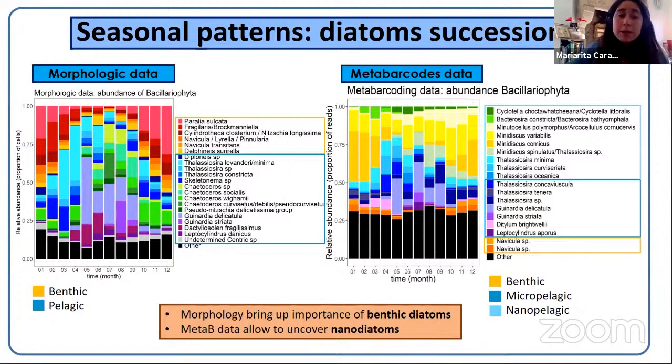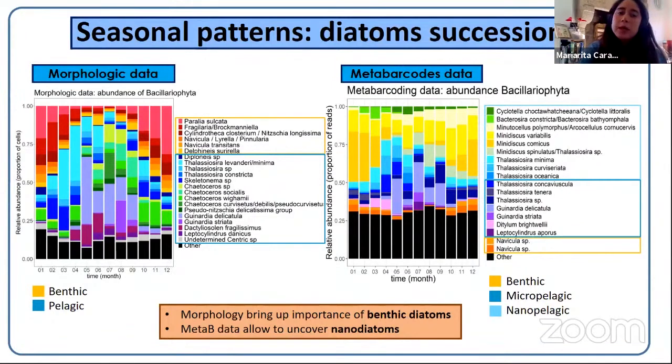They are very abundant for this reason. But what we can see also, thanks to metabarcoding data, is all the nano-pelagic diatoms that are overlooked with the other methods, and that are also more abundant than the other diatoms that are present just in the morphologic data. So those sequences of nano-pelagic diatoms, being the most abundant, of course it is very important to assign them in a more precise way.